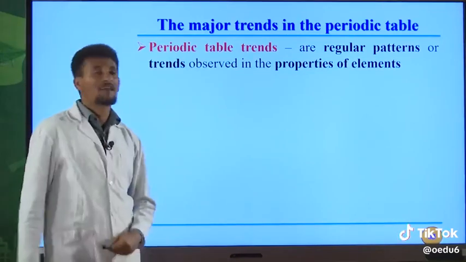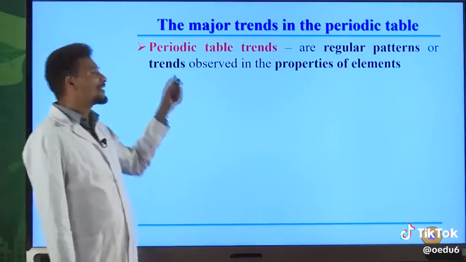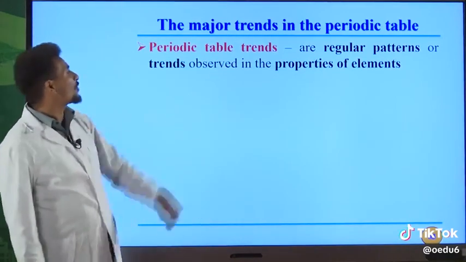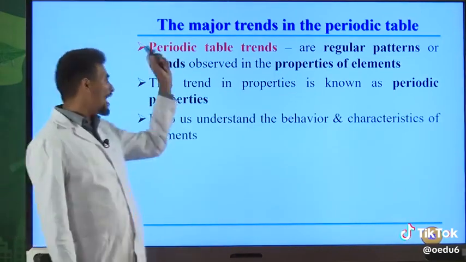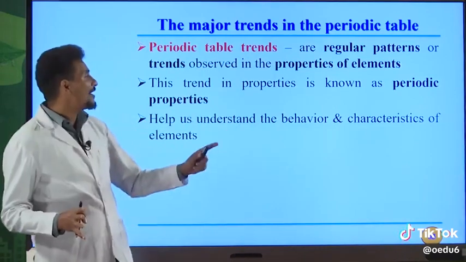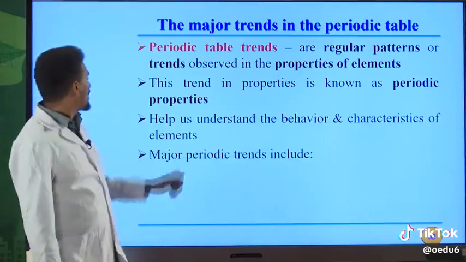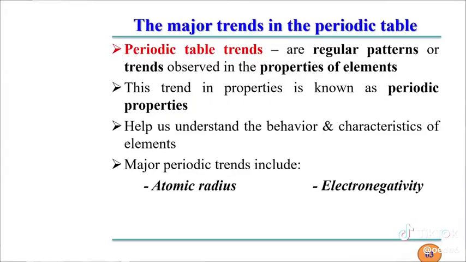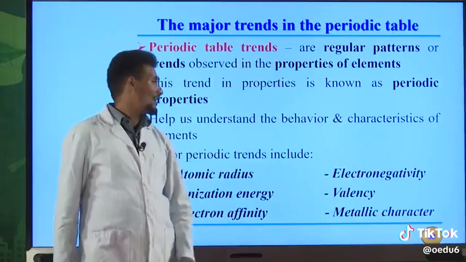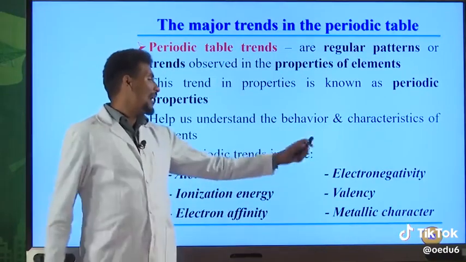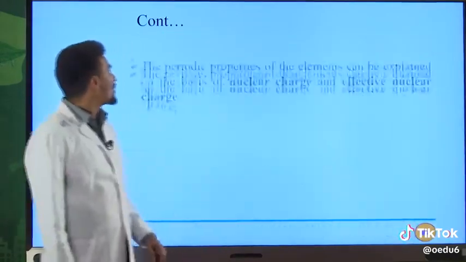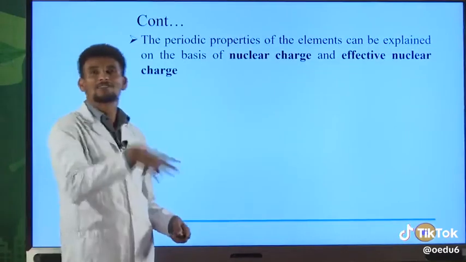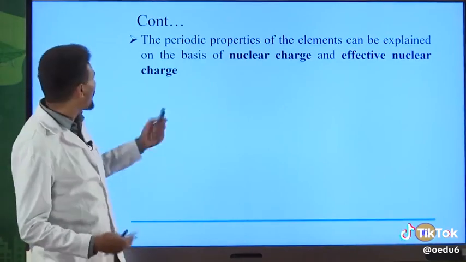This is the definition of periodic table trends. It is a regular pattern, or trend, observed in the properties of elements. It is also known as periodic properties, as I already told you. It helps us to understand the behavior and characteristics of elements. The major periodic trends are atomic radius, electronegativity, ionization energy, and electron affinity. What is electron affinity? We will see this too. The next ones are metallic character and non-metallic character, etc. So let us begin discussing these major trends of the periodic table one by one.